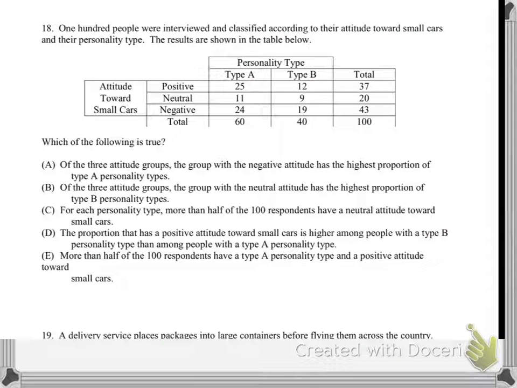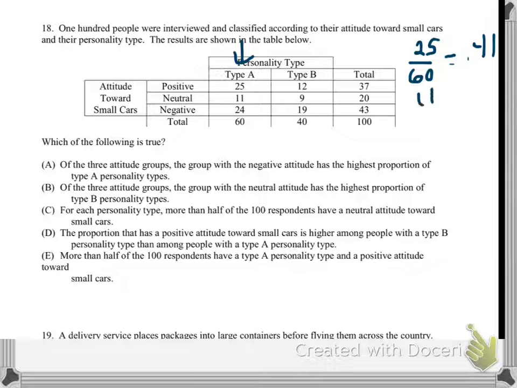Okay, let's look at number 18. Since I recently just got done doing a goodness of fit, I kind of thought this might be a chi-squared, so I was trying to see how I could work it to be a chi-squared, but it's not, because I keep on using the word proportion, all right? So let's go down here at A, and it says, of the three attitude groups, the group with the negative attitude has the highest proportion of type A. So let's look at type A personalities. My denominator is always 60. So if I have 25 over 60, I believe that was 0.41.